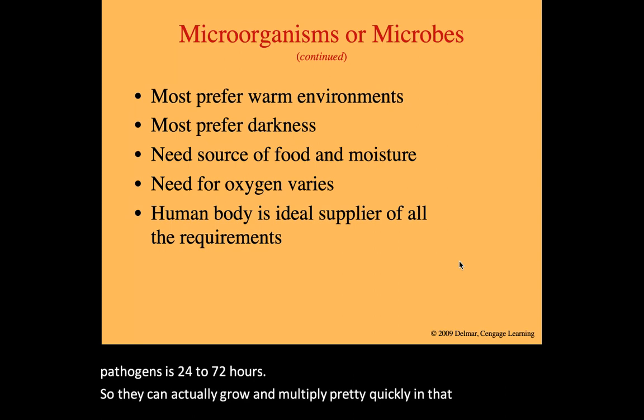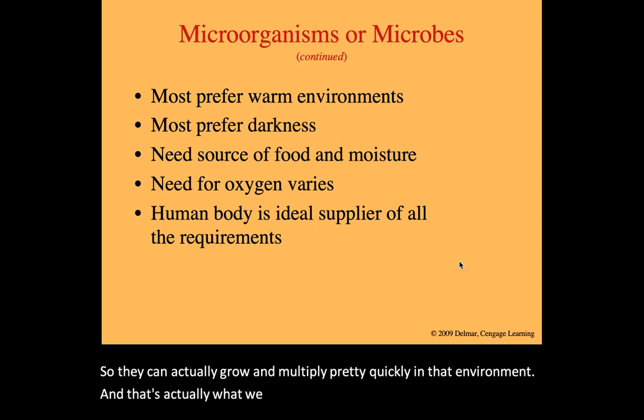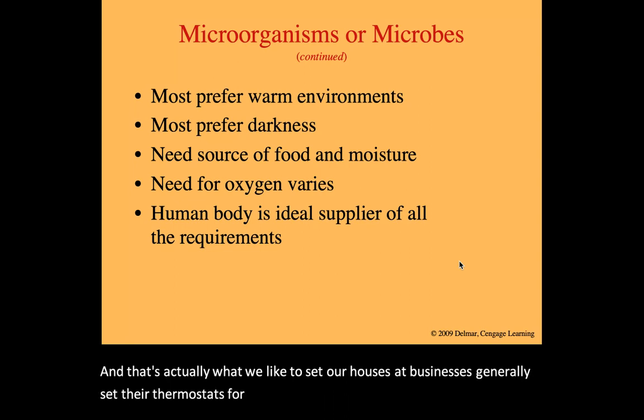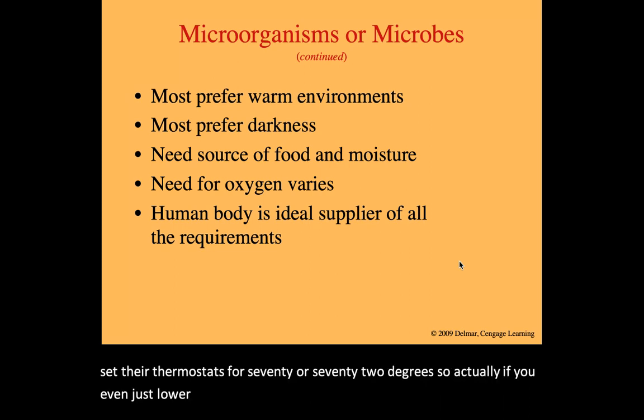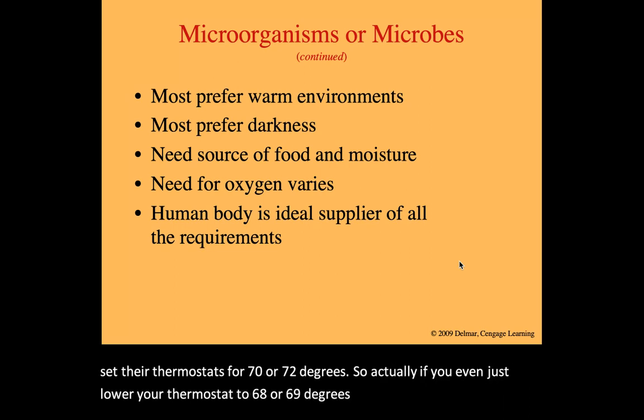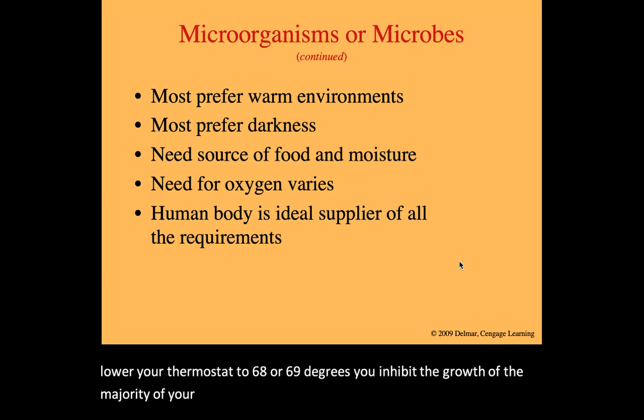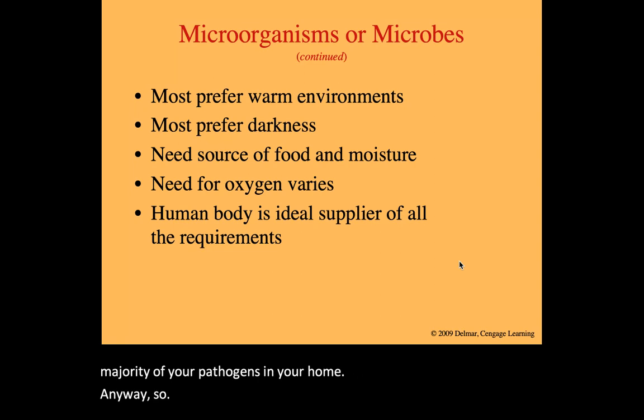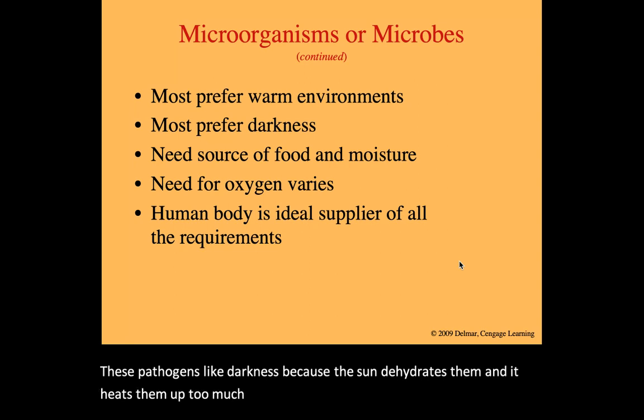And that's actually what we like to set our houses at. Businesses generally set their thermostats for 70 or 72 degrees. So actually, if you even just lower your thermostat to 68 or 69 degrees, you inhibit the growth of the majority of the pathogens in your home. Anyway, these pathogens like darkness because the sun dehydrates them and heats them up too much. And then the moisture is their water source.